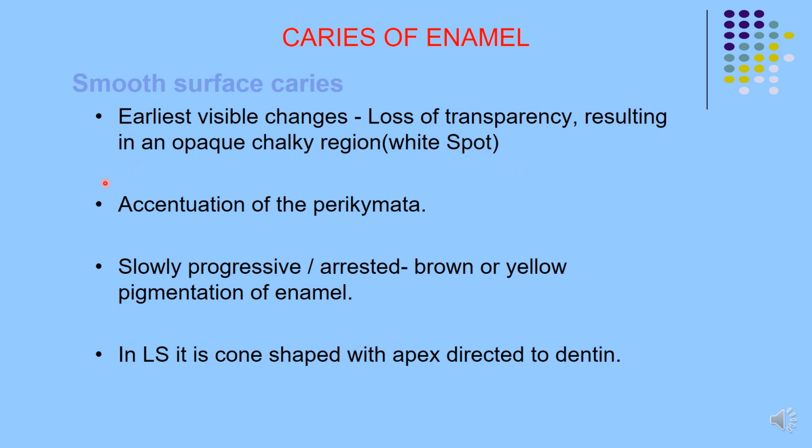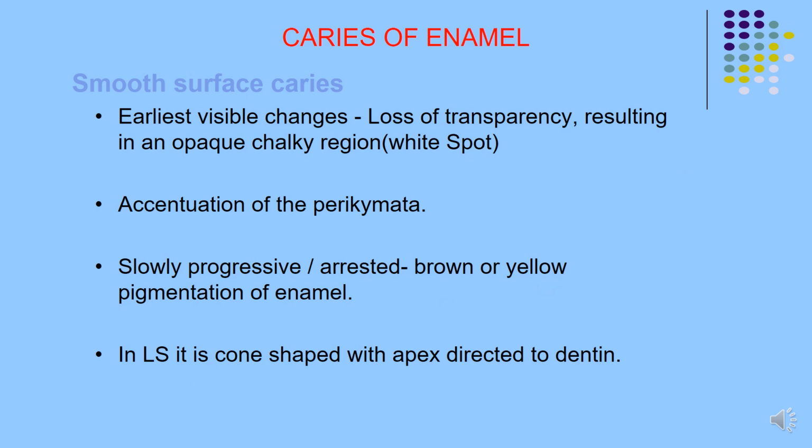What exactly is taking place in a white spot lesion is accentuation of the perikymata. Thereafter, as the white spot lesion progresses further, slowly progressive or arrested brown or yellowish pigmentation of enamel takes place. In a longitudinal section, it is cone-shaped with the apex directed towards the dentine.